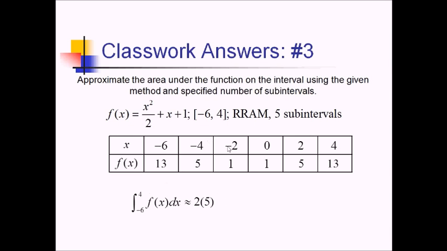Next, we have a base of 2 times a height of 1. Base of 2 times a height of 1. 2 times 5. And then a base of 2 times 13. So that's going to be 10 plus 2 is 14. Plus 10 is 24. Plus 26 is 50.